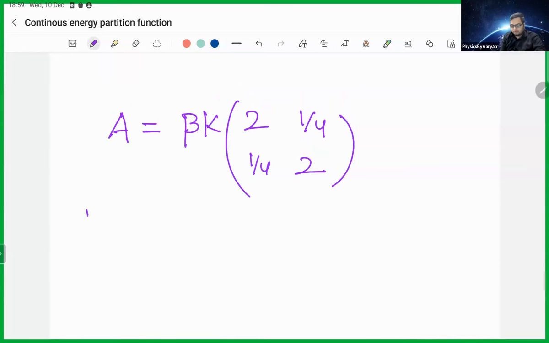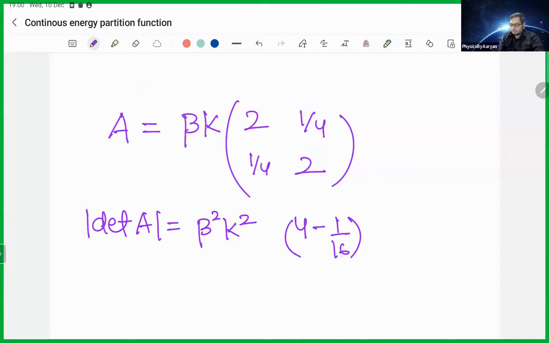Very quickly, now, next step. Now you have to find determinant of A. Determinant of A. So it will be beta square into k square. If you take its determinant, what will it be? 4 minus 1/16, which will be beta square into k square 63 by 16. Everyone knows why I have done beta square into k square? Yes, do you all know this?